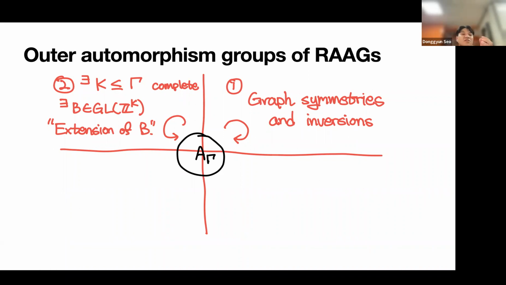Okay, so then if K has some nice condition, then we can take a matrix in the general linear group of K. So we can extend the matrix to the whole right-angled Artin group. The extension means that this is trivially the identity outside of K.